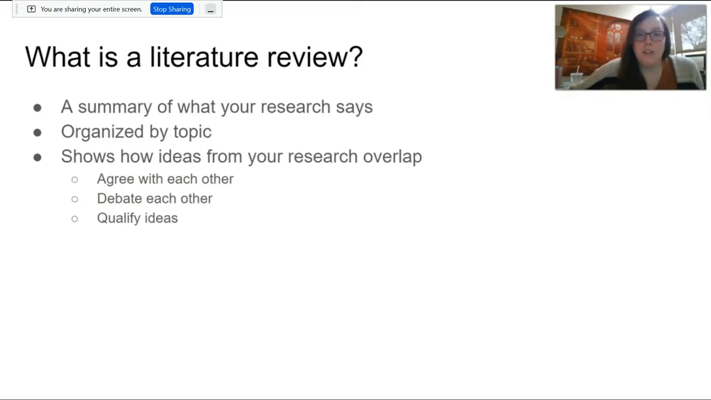So the literature review will be structured topic by topic. One paragraph talks about one topic, shows how all of the sources are discussing that topic and what they're saying about it. Move on to a new paragraph where you have a new topic, what sources talk about that topic and what they have to say. And that's the point of your literature review, is to showcase someone else's ideas.